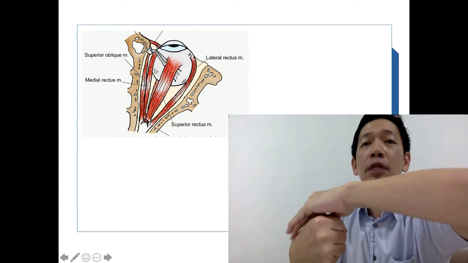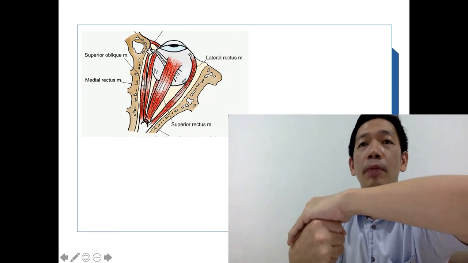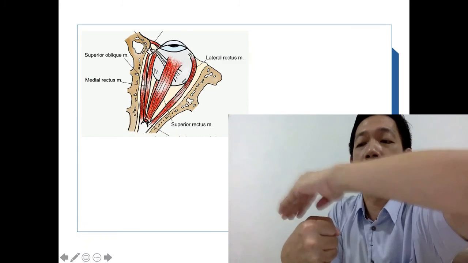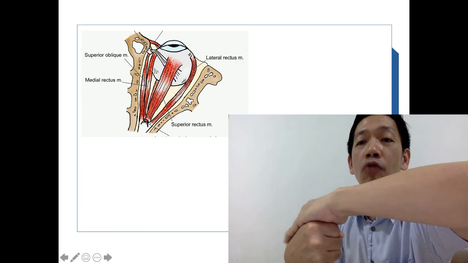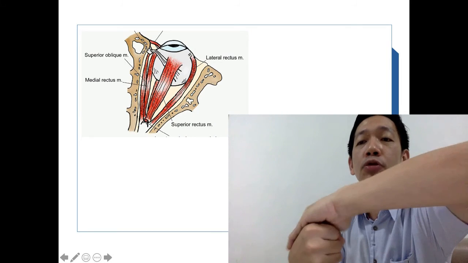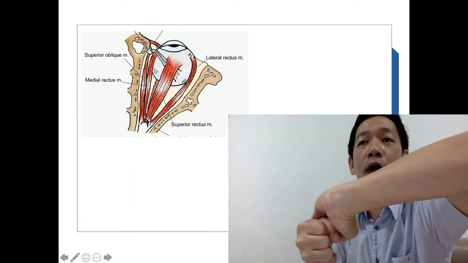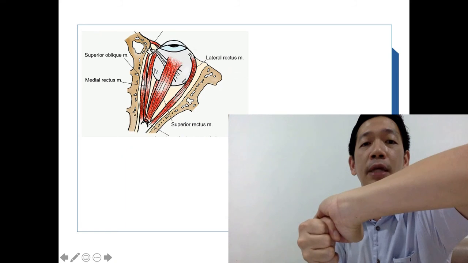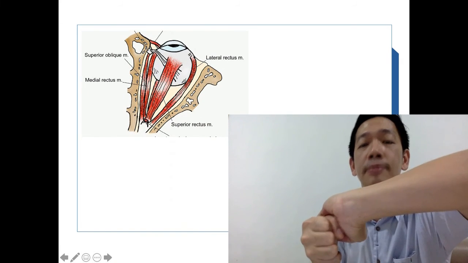The tertiary action of the superior oblique: you can imagine that when this insertion tries to contract, you push the eyeball outward. Looking outward, it becomes abduction, the tertiary action of your oblique muscle.